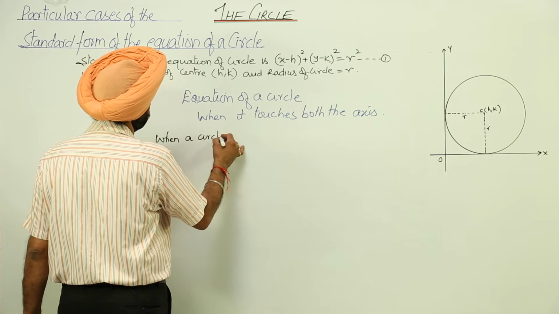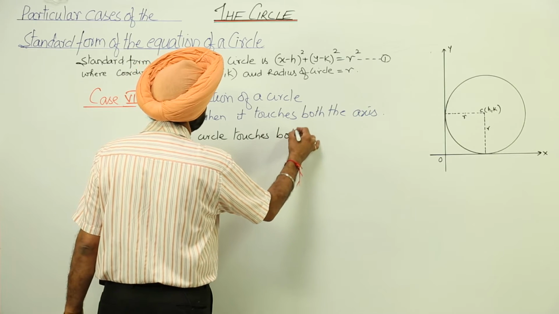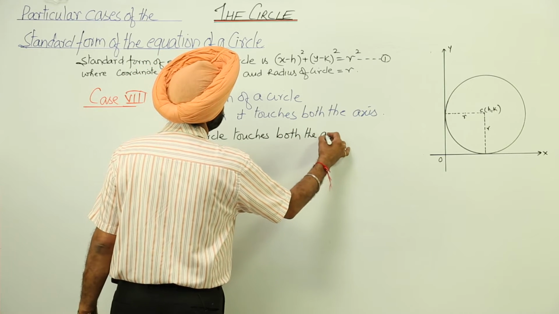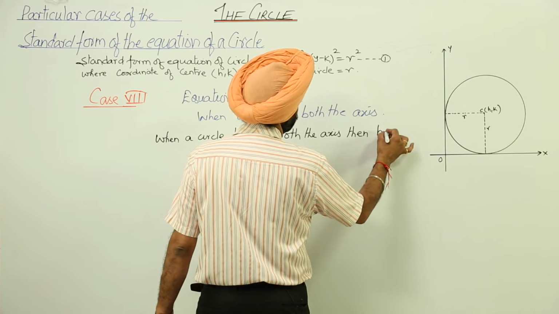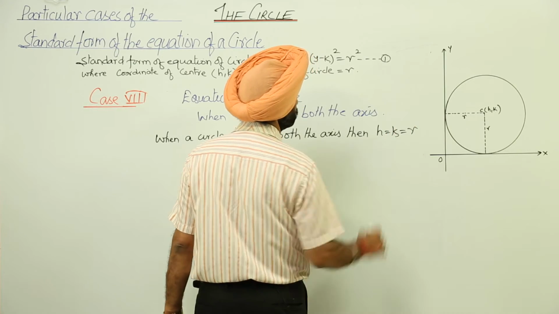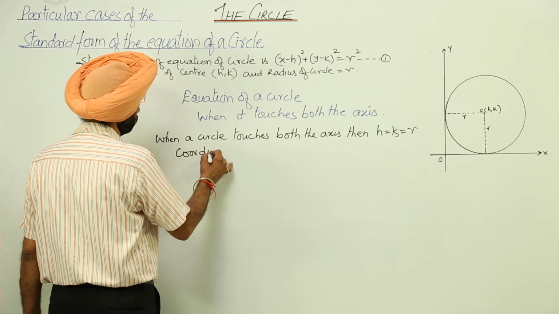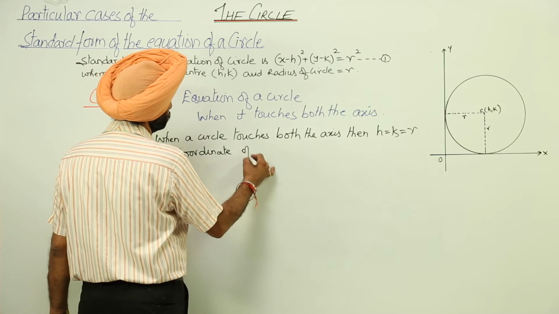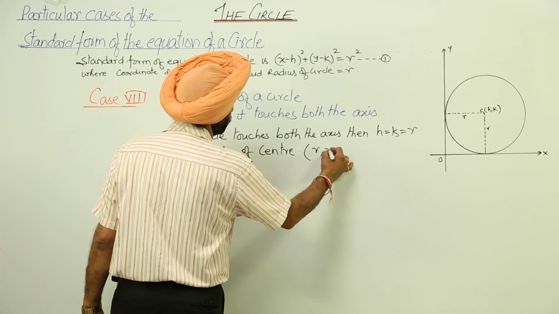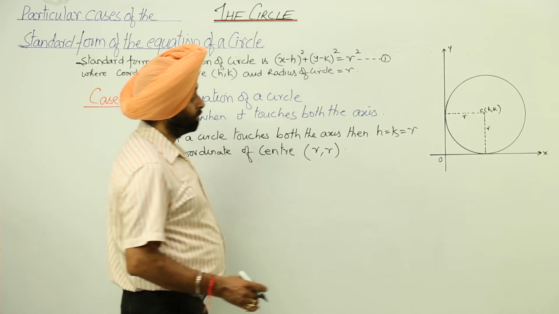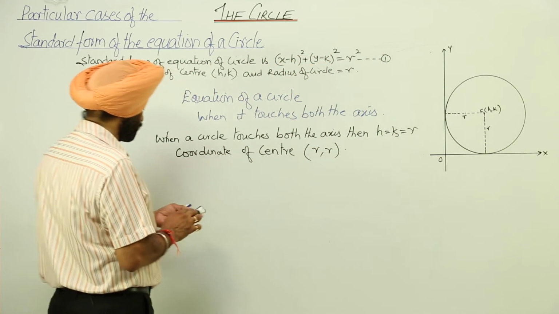When a circle touches both the axes, then h is equal to k is equal to r. Coordinate of center becomes (r, r), because this distance and this distance both are equal. Both are radius, naturally they are equal.